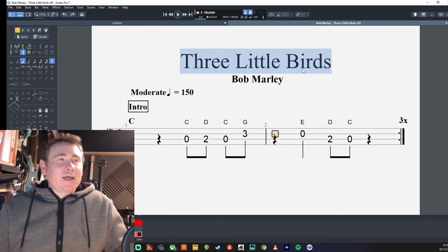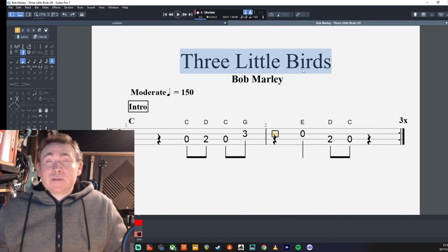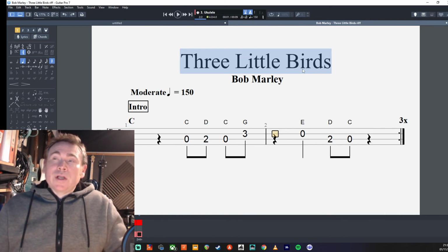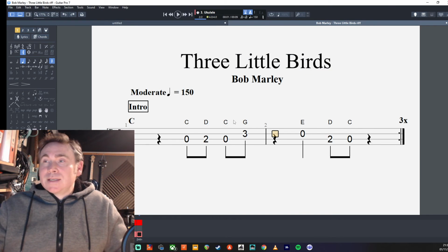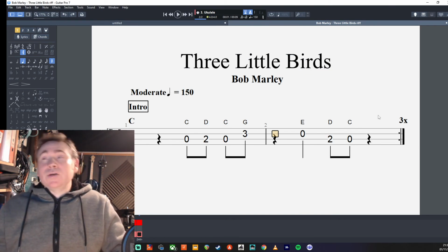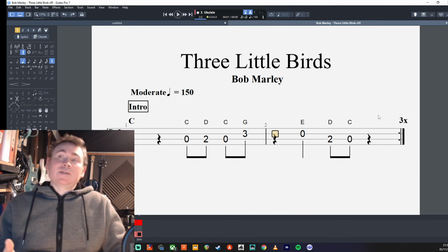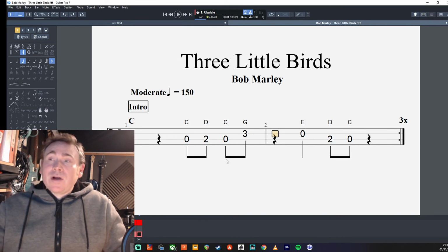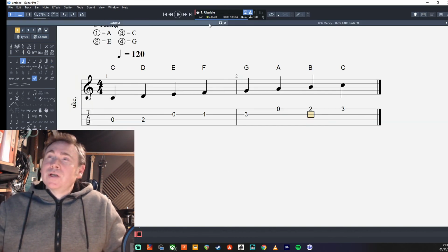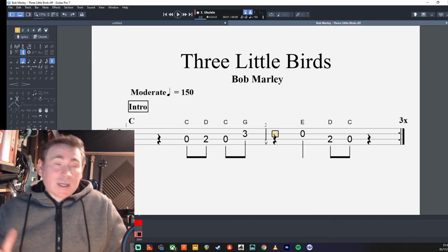So we've got here a C chord. This riff is played over a C chord, and then we've got the notes written above: C, D, C, G, E, D, C. So you can see the notes being used are from that C major scale, and you can see the frets. If we look at the frets, 0, 2, 0, 3, you can see open, second and third fret. So the frets being used are the same as well.